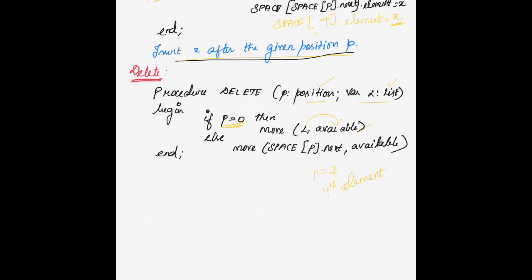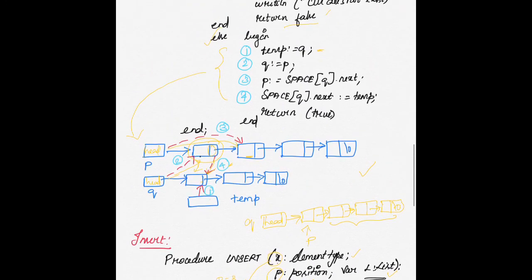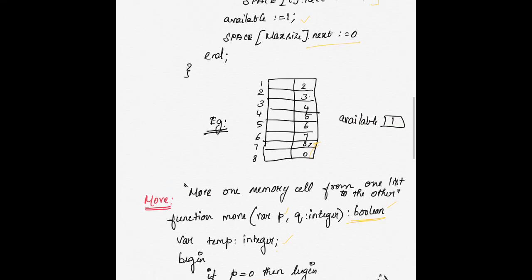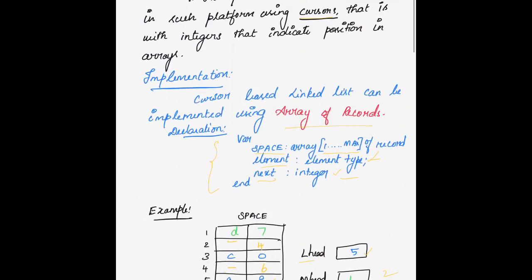And for something other than 0, for example if it is 3, then it is 3 dot next, which will be 4. So 4 will be moved on to the available. It means that the fourth element will be moved on to the available, so there is no more fourth element here. So here is where the move function has been used. This will return true or false. If this deletion cannot be done, it will return false. So insertion and deletion operations are done using the move function, which has been discussed over here, and then initialization. So that's it about the cursor based linked list.